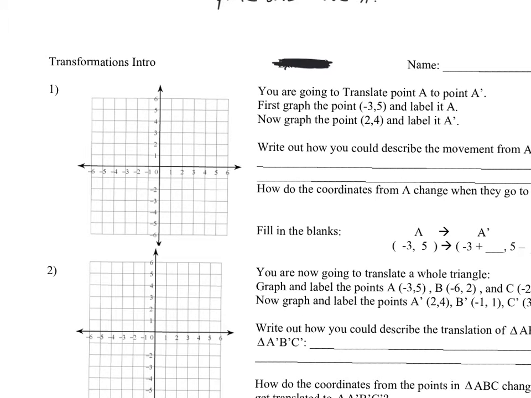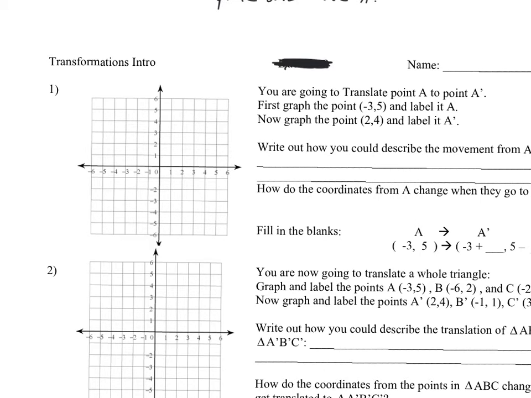You are going to translate point A to point A prime. That little tick mark to the right and above A, we refer to as prime. Sometimes you're dealing with a second translation of that same point. That would be A double prime, so you would have two of those tick marks. The first thing we want to do is graph the point (-3, 5), and we label it A.